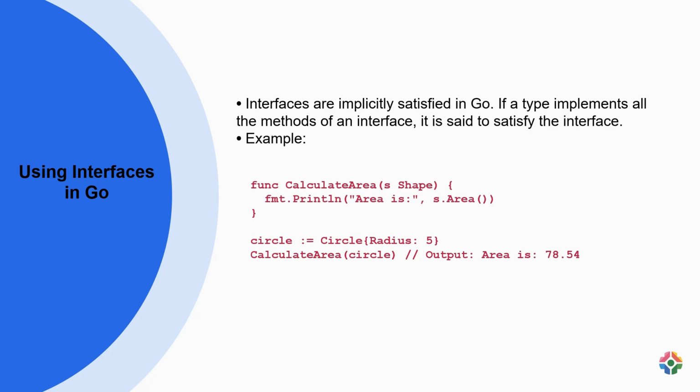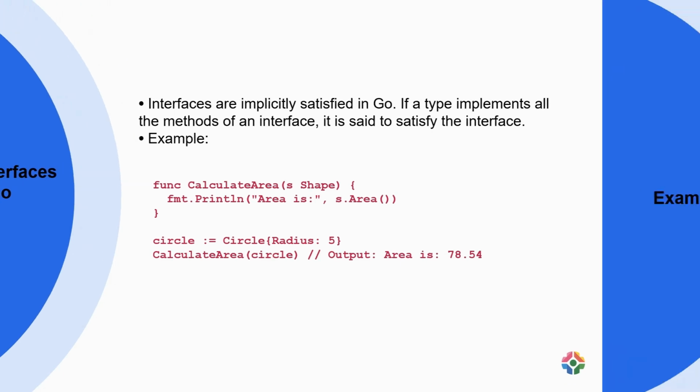When a function like calculate area shape takes a parameter of type shape, you can pass an instance of circle to it. In the given example, a circle type with a radius of 5 implements the area method. When calculate area circle is called with a circle instance, it correctly calculates and outputs the area of the circle as 78.54. This showcases how the circle type satisfies the shape interface due to its implementation of the required methods.